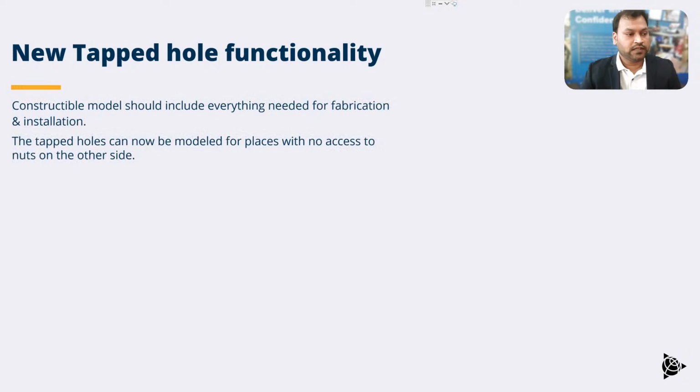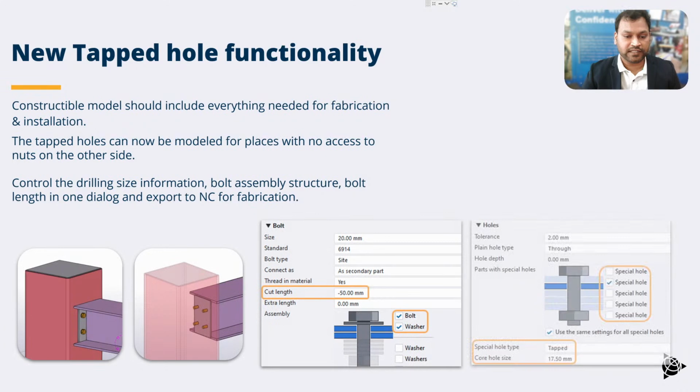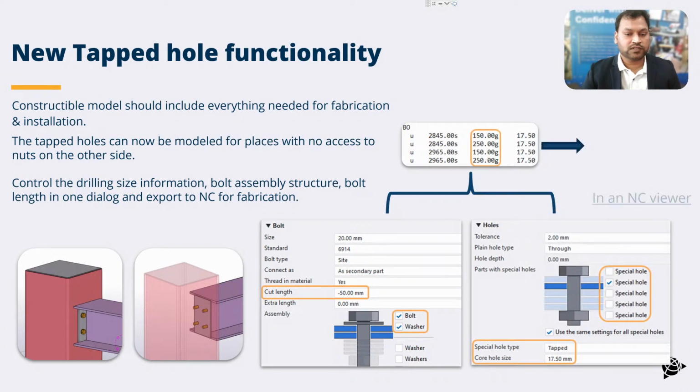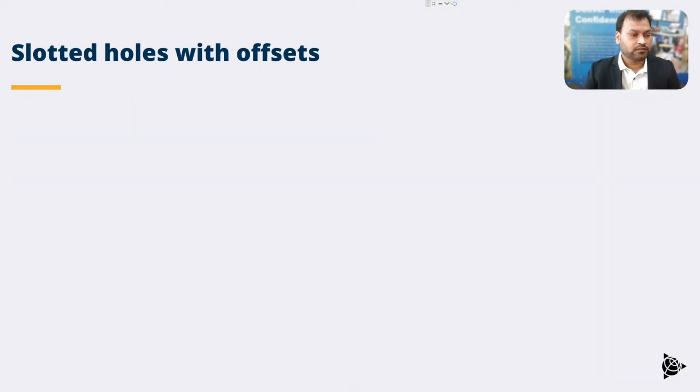So here we have a new functionality in the holes. For example, you can do tapped holes. Tapped holes are most of the time needed whenever there is no access for the nuts, so the tapped hole is made in the material with threads. This is now possible to model in Tekla as a core size hole. The core size information can be transferred to the CNC machines, and with a proper NC file viewer, you can view the threaded holes.